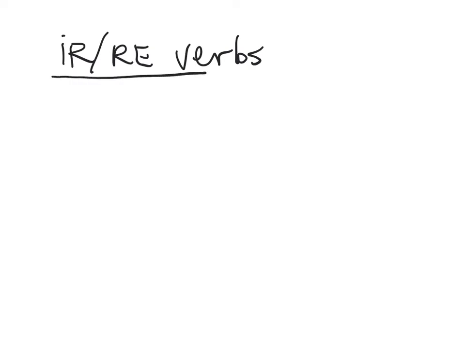All right, so today we're going to learn IR and RE verbs. Last week we learned ER. Today we're going to learn the next two sets of verbs. We'll start off with verbs that end in IR, which is our second largest group of verbs, the first being ER.